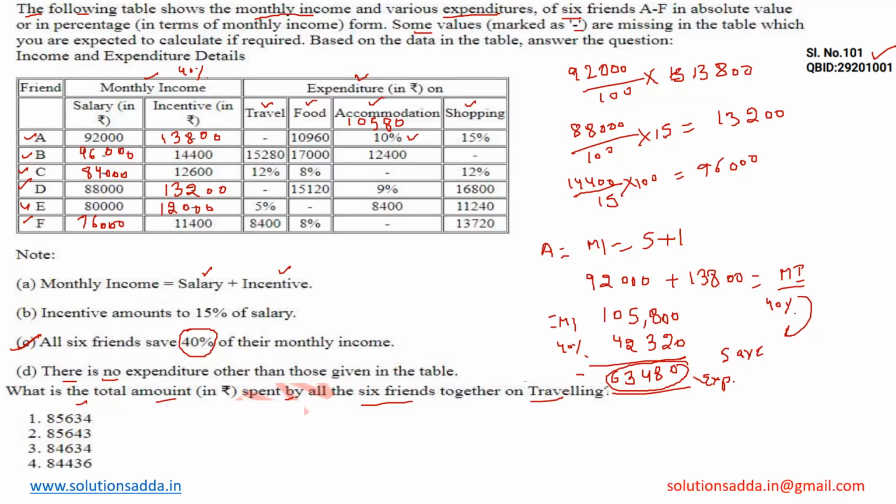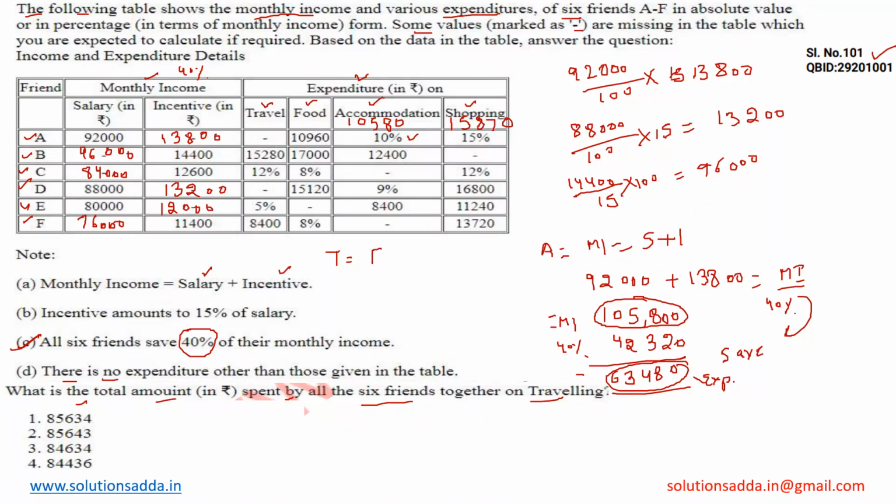And what will be the 15%? Because we know that the monthly income of person A is 1,05,800. So 10% of this amount will equal 10,580. Likewise, 15% of the monthly income for person A will become around 15,870. So by adding these values, how can we calculate the value of traveling?